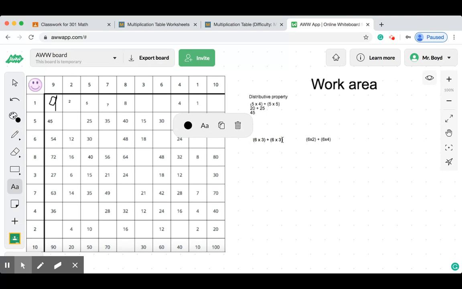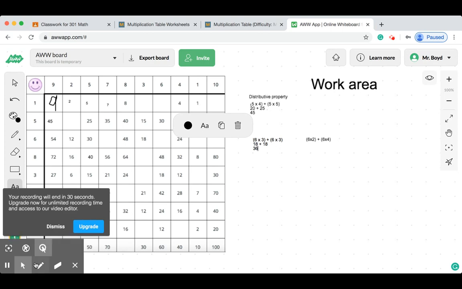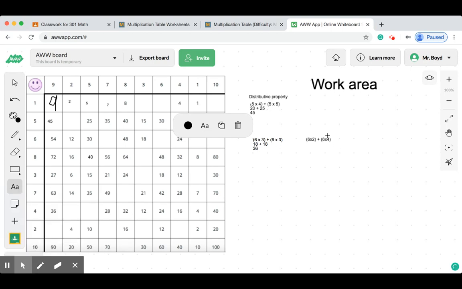So 6 times 3 I know is 18, plus 6 times 3 is 18. 18 plus 18 will equal 36. Or I could do 6 times 2, which is 12, plus 6 times 4, which is 24, and I will still find an answer of 36. So we want to use the distributive property to help us fill in all of the blanks in our multiplication table.